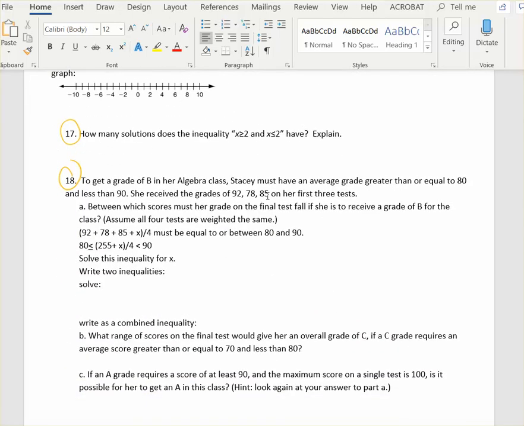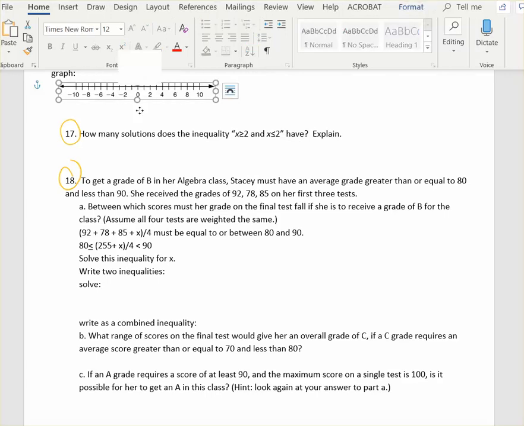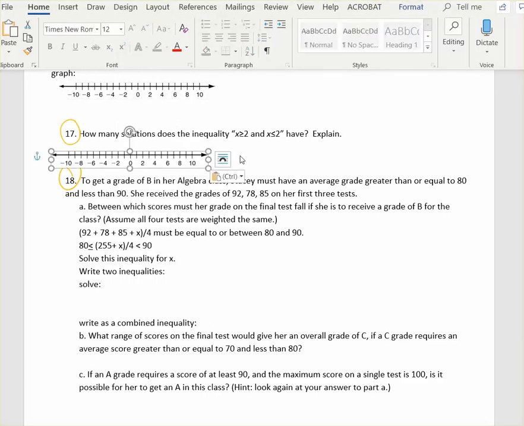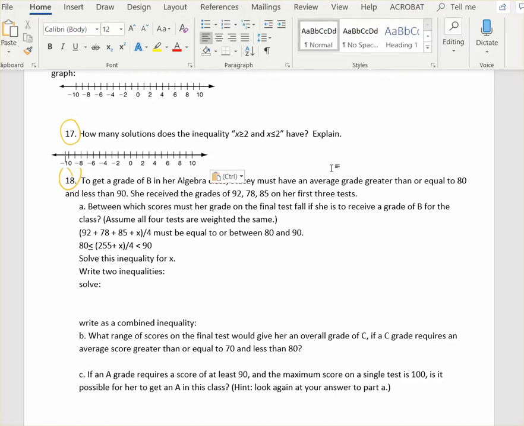All right, number 17. How many solutions does the graph x is greater than or equal to 2 and x is less than or equal to 2 have? Let's look at this on a number line. If we started to graph x is greater than or equal to 2, you would put a solid dot at 2, and then you want all the numbers that are greater than it. And we also want x is less than or equal to 2. So you would put a solid dot at 2, it's already there, and all the numbers less than that.